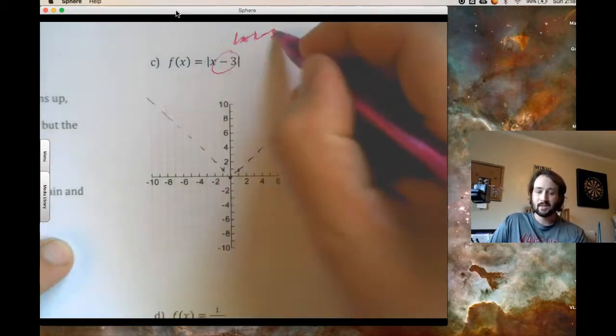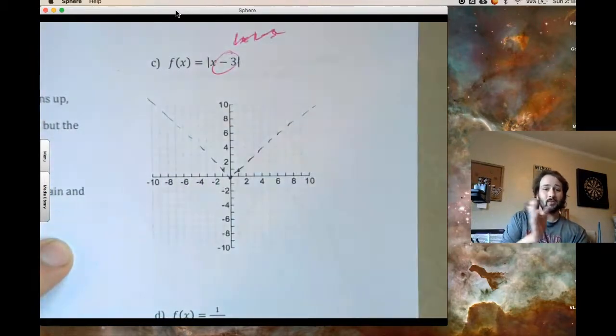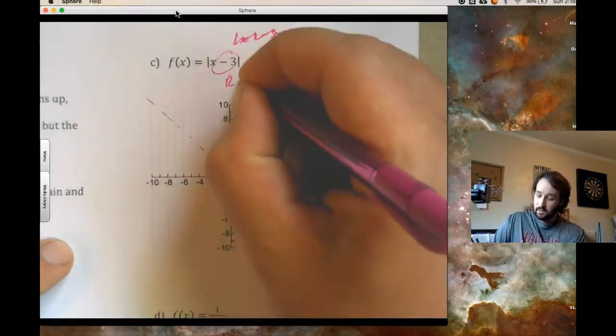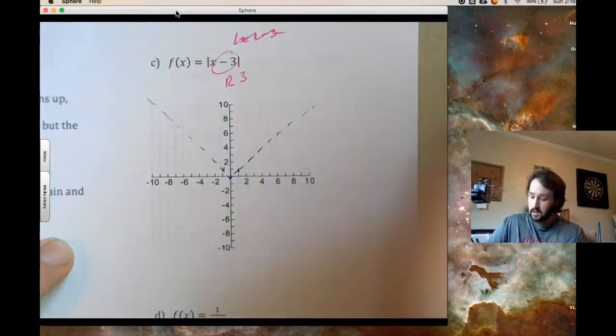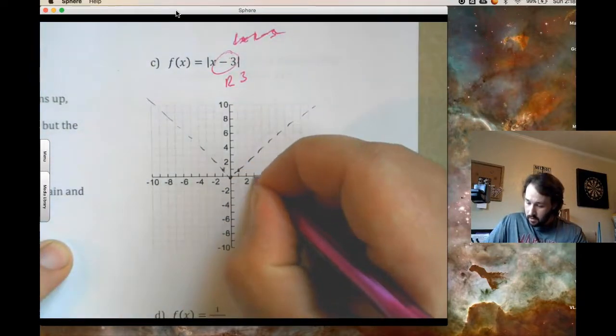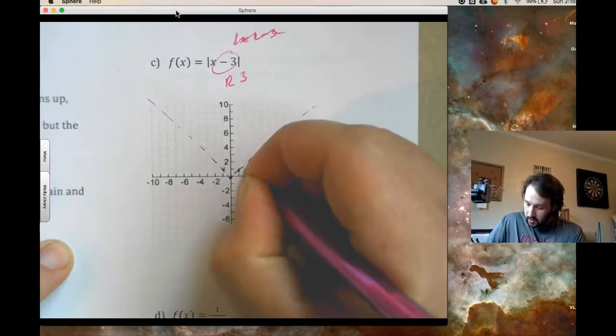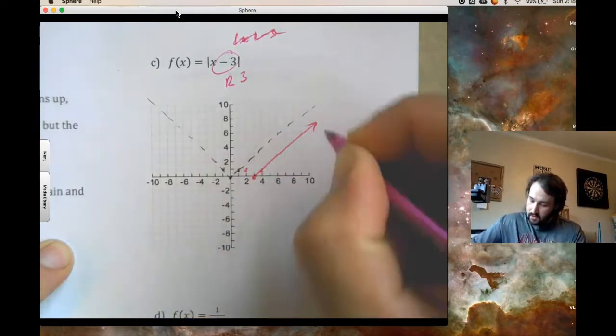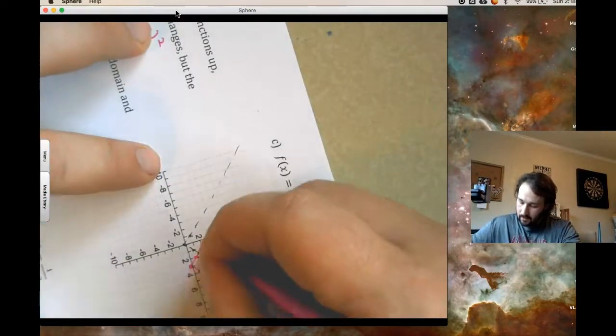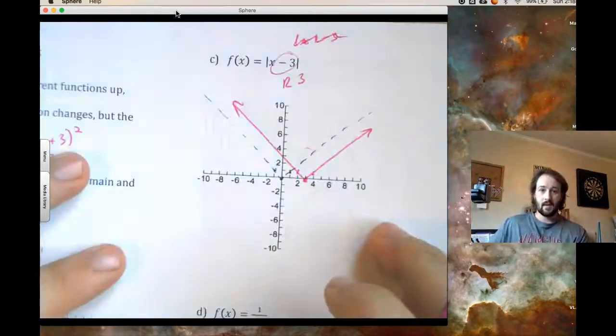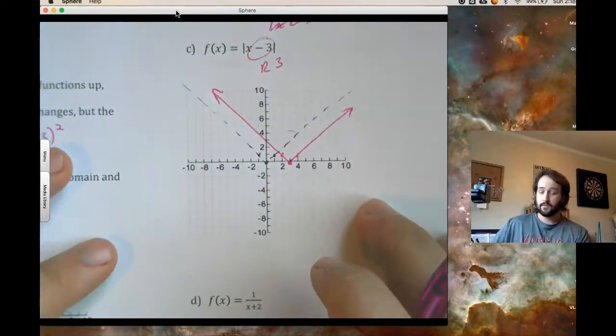So since it's right next to the x, it's going to move it in the x direction, and I do it the opposite of what I see. So this is actually going to move it to the right 3 units. So I take it 1, 2, 3 units to the right, and I draw my new function. So it would be something like that in pink. That would be to the right 3.